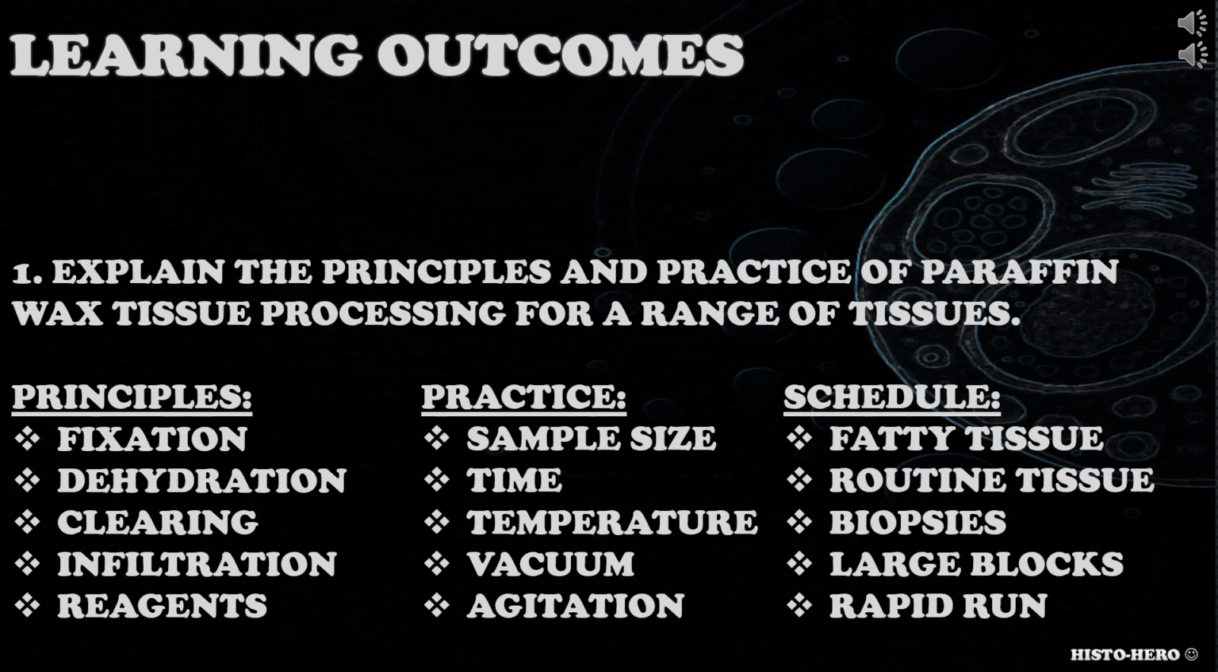Let's explore the first learning outcome, which is for the candidate to explain the principles and practice of paraffin wax tissue processing for a range of tissues. What are the principles and practice of wax processing? What steps are involved during tissue processing? What reagents are used during processing and why? Consider each processing schedule, reagents used during processing, reasons why those reagents are used, quality of reagents used. Consider factors affecting processing like vacuum, temperature, or agitation. Also consider different processing schedules like rapid schedule, biopsy schedule, fatty or routine tissue schedule, and so on.